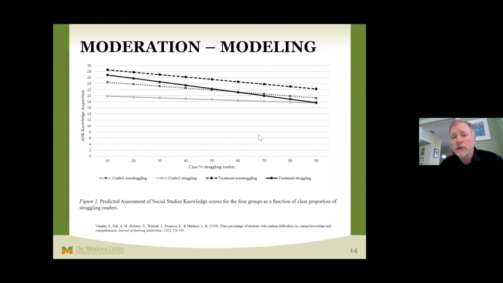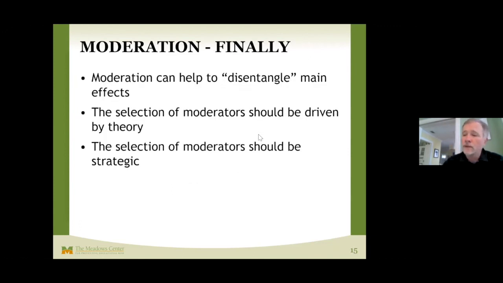Classrooms where most kids, or at least a majority of kids, are not struggling, what we might call typicals, struggling readers do really pretty well. They certainly outperform control struggling readers. They even outperform non-struggling students in the BAU, which is, I think, a notable finding. So bottom line, what is moderation and why do we care?